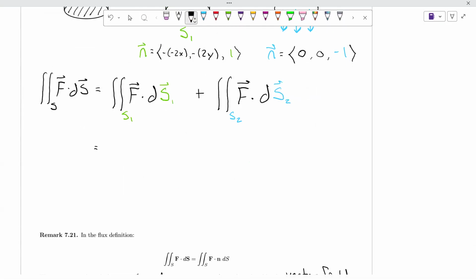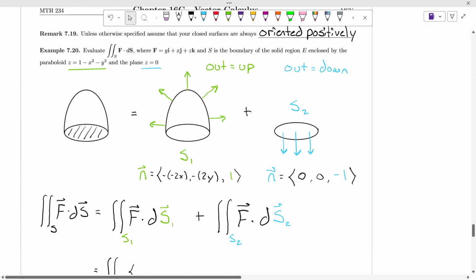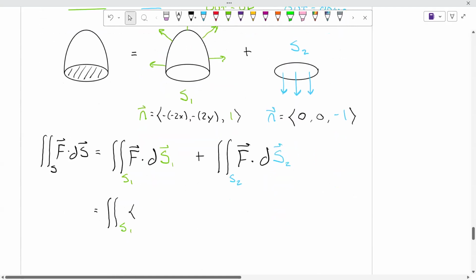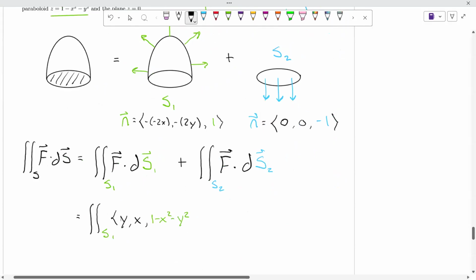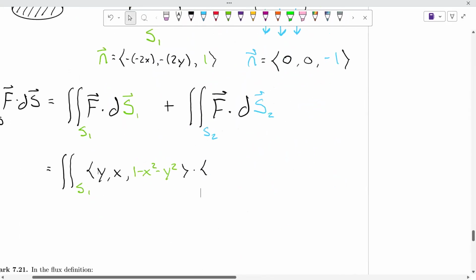Okay, this is the double integral over the surface S1 of the field, which I should go remind myself what that was, y, x, z. So this will be y, x, 1 minus x squared minus y squared, dotted with that normal vector, which was 2x, 2y, 1.